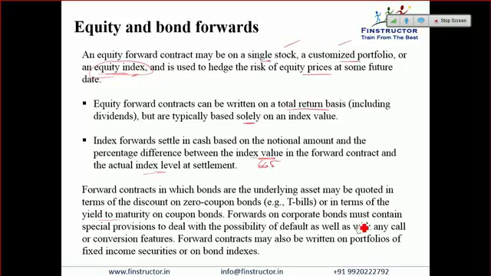Forwards on corporate bonds must contain special provisions to deal with the possibility of default, or if there is any call or conversion feature, then that must also be accounted for in the agreement, in case the call gets triggered, etc. Forward contracts may also be written on portfolios of fixed income securities or on bond indices, just like they are written on equity indices. So basically, the underlying can be any asset. It doesn't necessarily have to be one stock or one equity index.